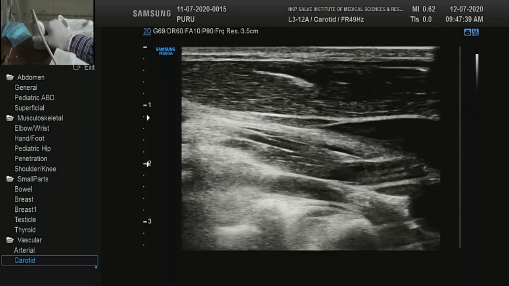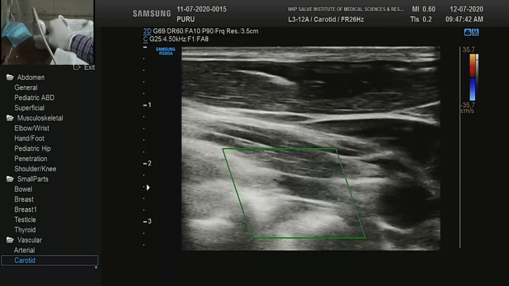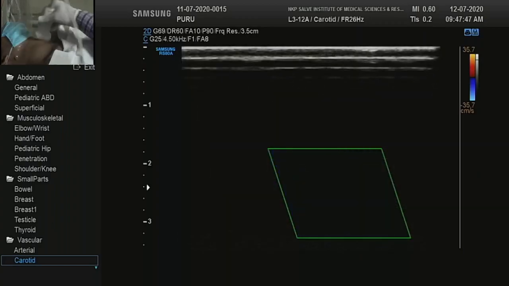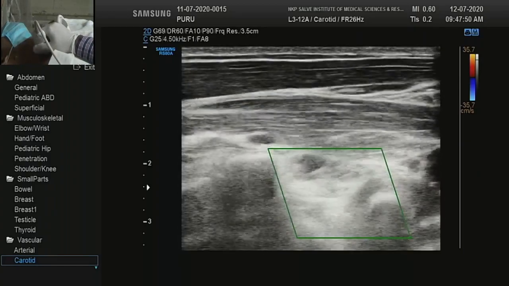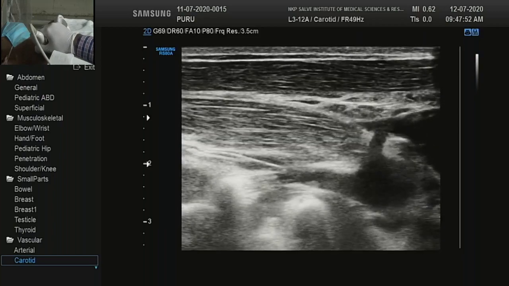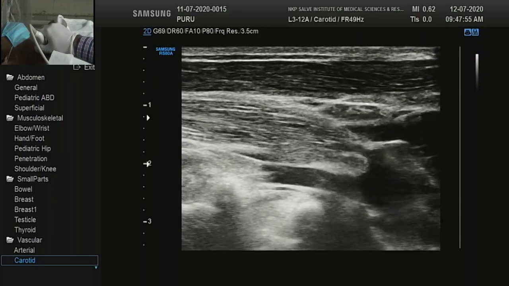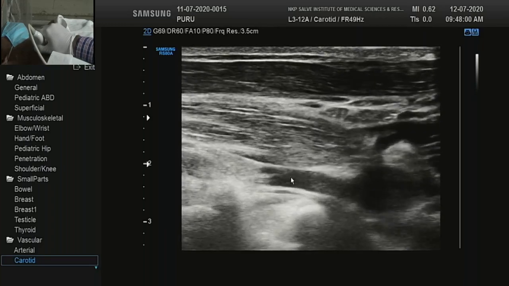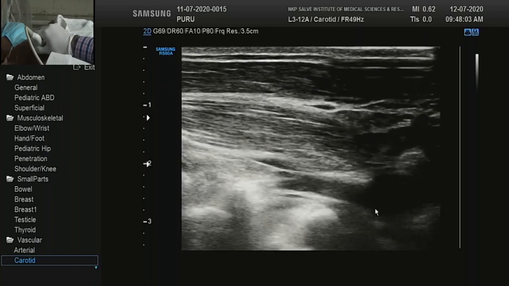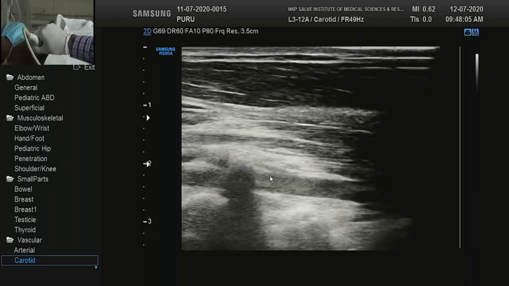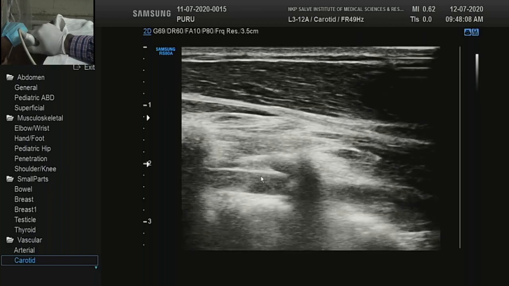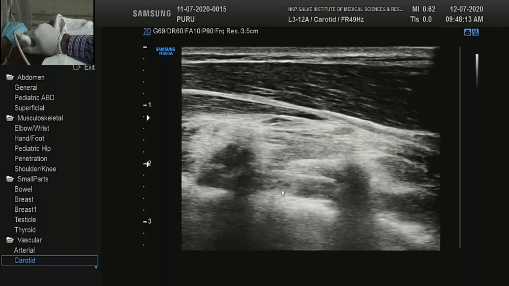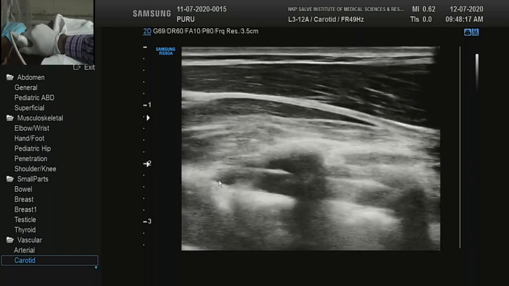Go back to B mode, then again color. We have identified the vertebral artery. So this is the origin of vertebral artery. If you can appreciate, this is subclavian artery and this is the origin of vertebral artery. Most of the time you can trace the origin of vertebral artery, and as it passes in the neck, it passes through the intervertebral foramen, and this is acoustic shadow of the transverse process of cervical vertebrae, and in between that you can see the vertebral artery very nicely.